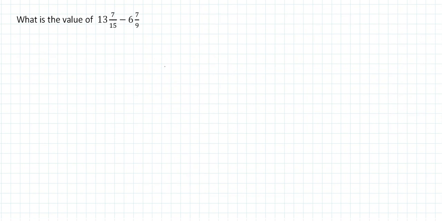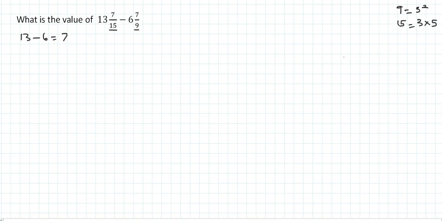Our final example, what is the value of 13, 7 over 15 minus 6, 7 over 9? First step, 13 minus 6, that's going to give us 7. The next step is, we have 15 and 9, so we're going to come up with the LCM. 9 is going to give us 3 squared. 15 is going to give us 3 multiplied by 5. So our LCM, in this case, is going to be 3 squared multiplied by 5, which is 9 multiplied by 5. That is going to give us 45.